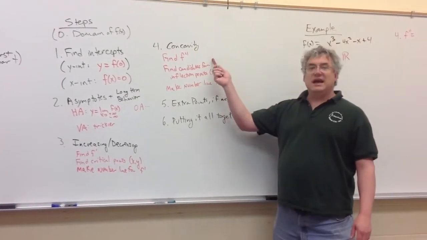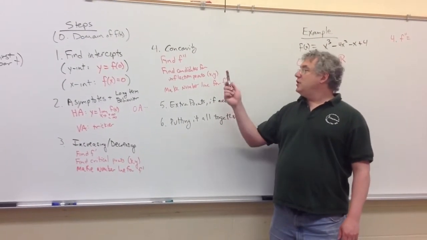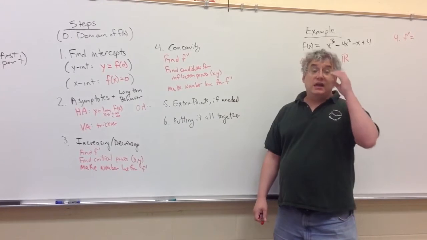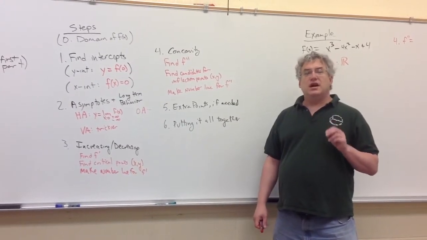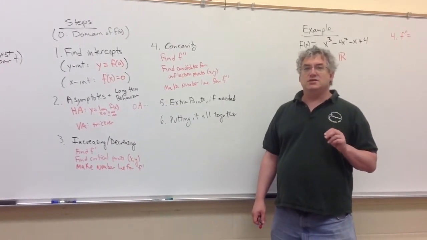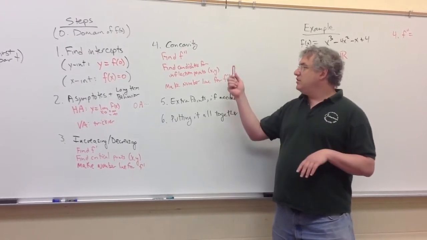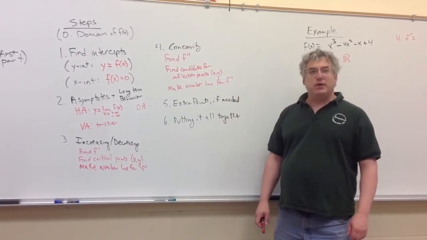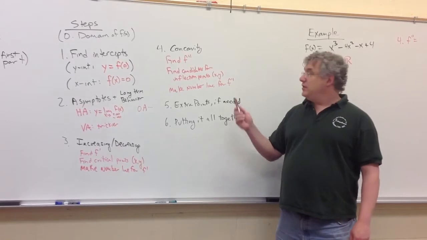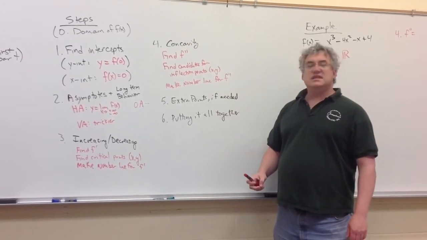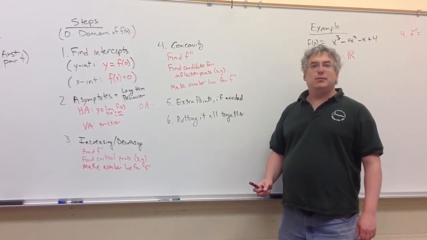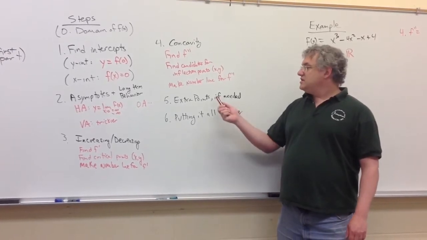Next, we're going to talk about concavity, the second derivative. We're going to look for the candidates for inflection points. An inflection point is where the concavity changes sign from plus to minus or minus to plus. So it's important to know what those points are. And again, it's x, y points because we're going to graph them. Then we make a number line for the second derivative, noticing where it curves up, where it curves down, and so forth.